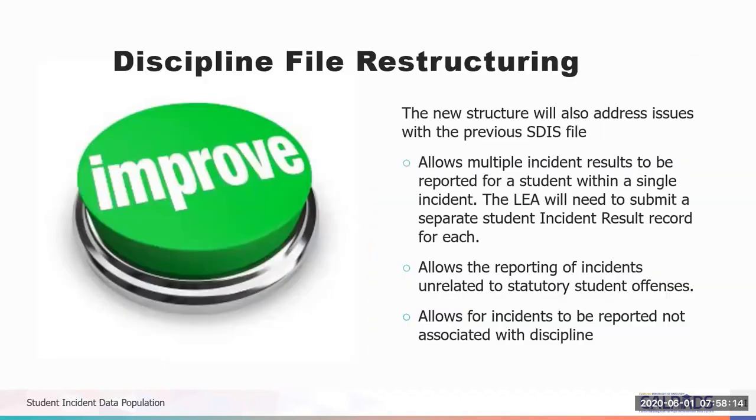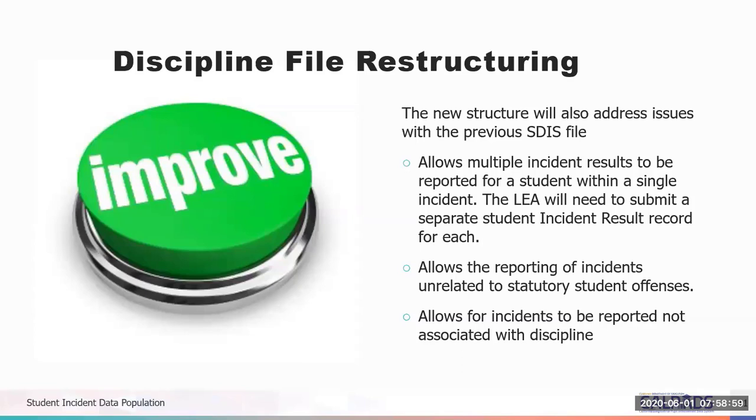The discipline file restructuring allows for incident results to be reported for a student within a single incident. The LEA will need to submit separate incident result records for each. So again, multiple incident results can be reported for a student within a single incident. No more final disciplinary action. Also, the restructuring allows for the reporting of incidents unrelated to statutory offenses. So incidents that are not tied to offenses outlined in the Ed Code can be reported.